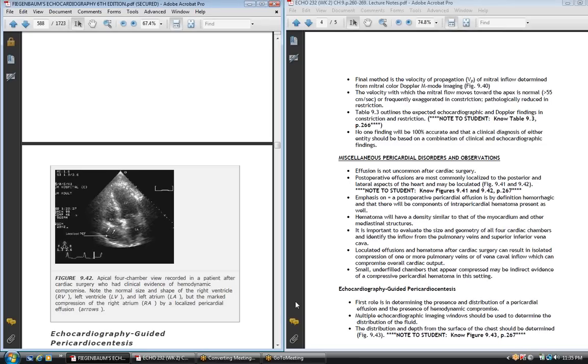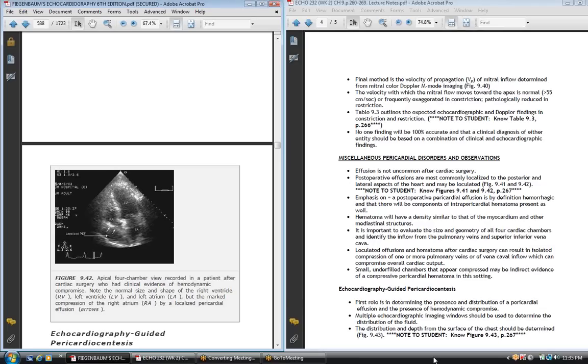It is important to evaluate the size and geometry of all four cardiac chambers and identify the inflow from the pulmonary veins and superior vena cava and inferior vena cava. Loculated effusions and hematomas after cardiac surgery can result in isolated compression of one or more pulmonary veins or a vena cava inflow, which will compromise overall cardiac output. Small underfilled chambers that appear compressed may be indirect evidence of a compressive pericardial hematoma in this setting.